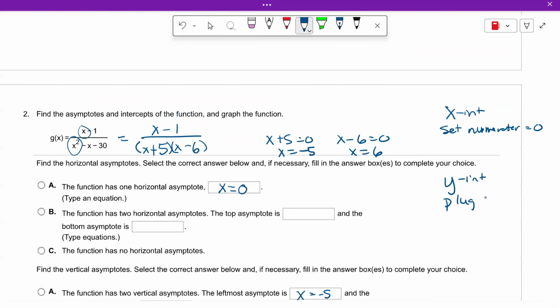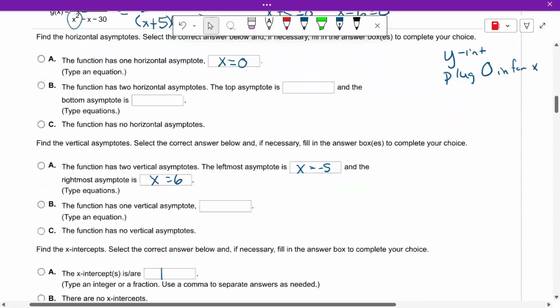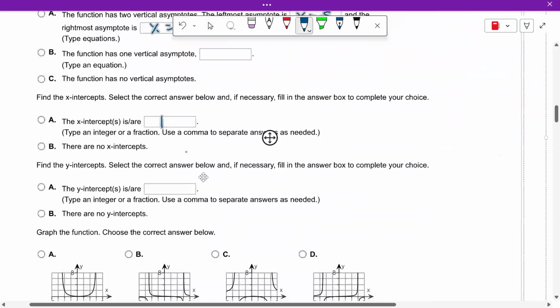To find a y-intercept, plug 0 in for x. So if you want to find a y-intercept on any equation, plug 0 in for x. So you get negative 1 in the numerator, negative 30 in the denominator. Negative 1 over negative 30 is a positive 1/30.